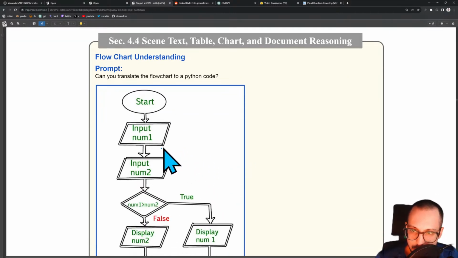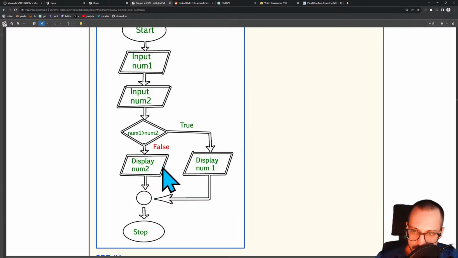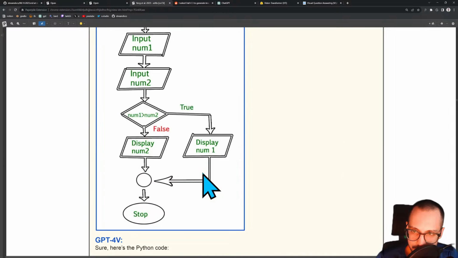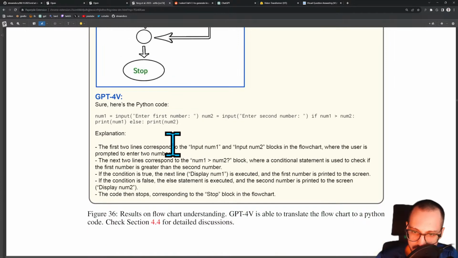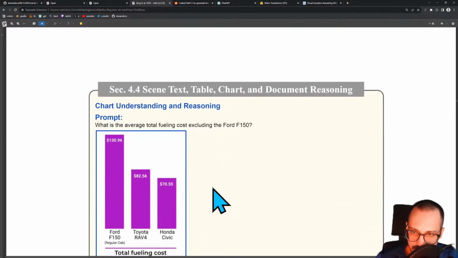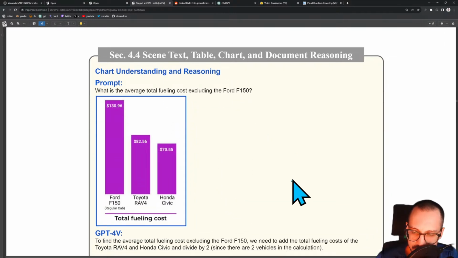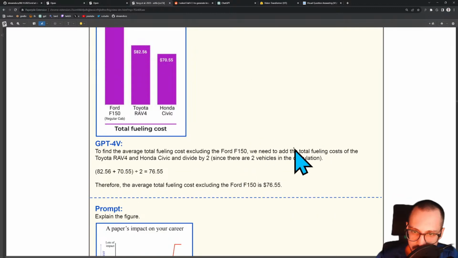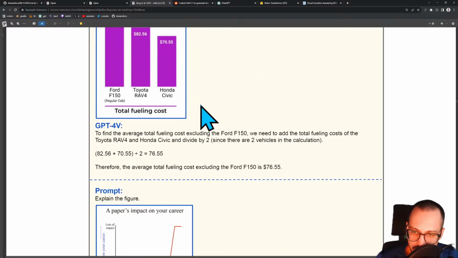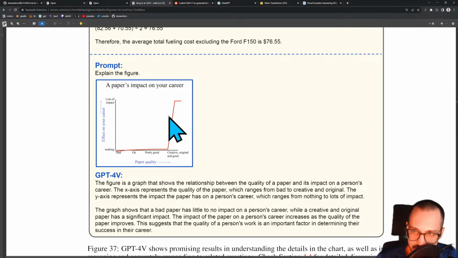Translate the flowchart into Python code. Input num1, input num2. True. Did it actually do it? Input, input. If num1 greater than num2, print num1, else print num2. Yeah, this is correct. Explanation. What is the average total fueling cost? Damn, dude. You can read charts.